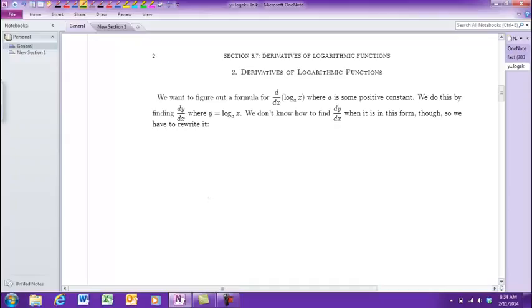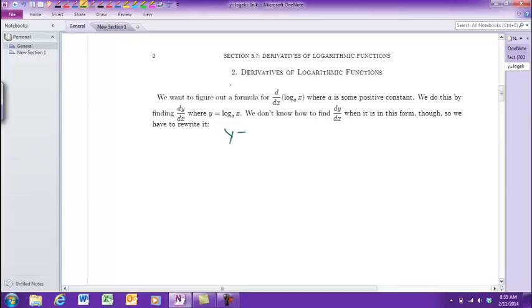So the meat of this lesson is we want to figure out a formula, a rule for the derivative of log base a of x, where a is some positive constant. It doesn't actually make sense for a to be a negative number here. We're going to find dy dx, where y is equal to log base a of x. The issue is we don't know how to take that derivative directly, so we're going to rewrite this expression into exponential form and then use implicit differentiation to find dy dx.